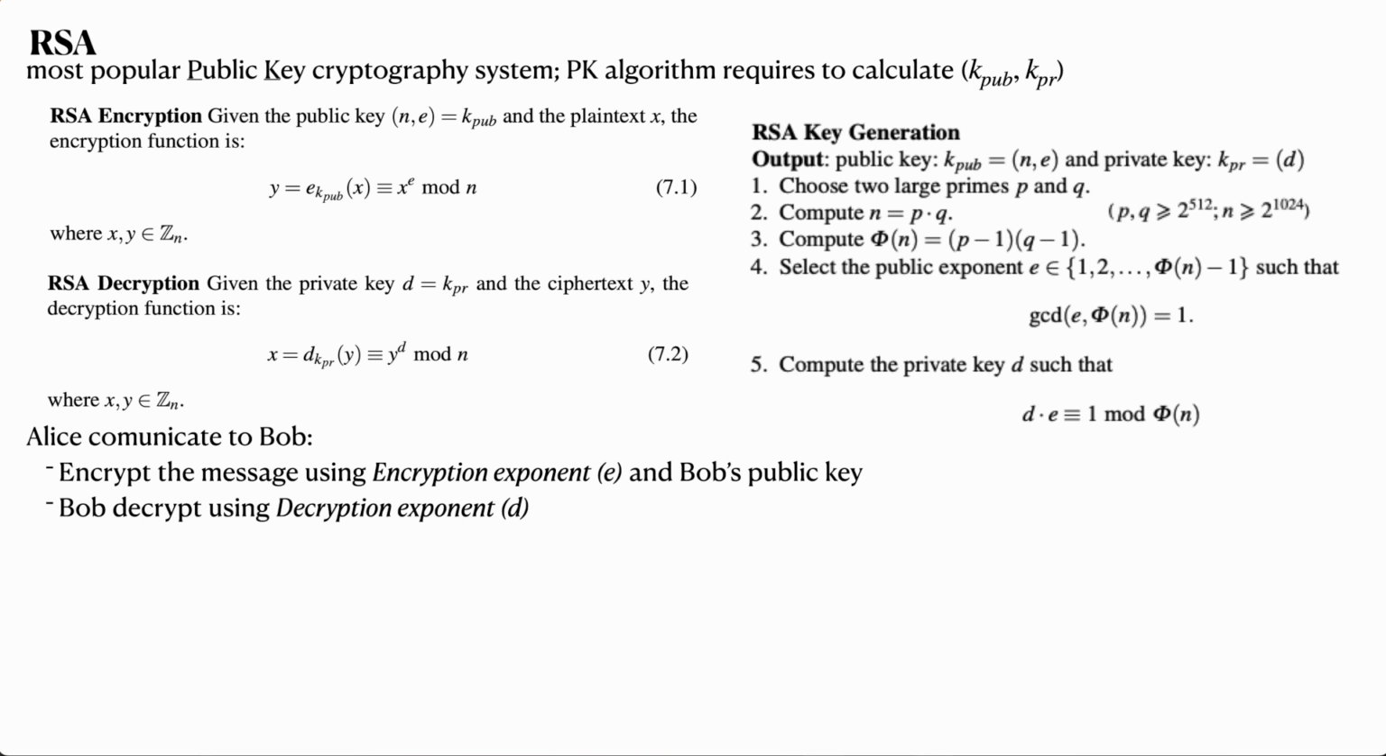And then we come to RSA. RSA is the most popular public key cryptography system, and this public key algorithm requires calculating a pair of keys, public and private. The idea of RSA is based on the fact that it's difficult to factorize a large integer. The public key consists of two numbers, where one number is a multiplication of two large prime numbers, here, P and Q. And the private key is also derived from the same two prime numbers.